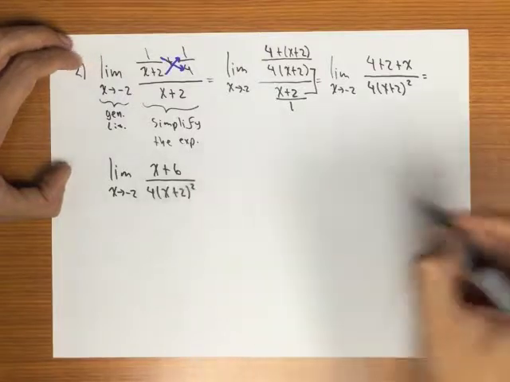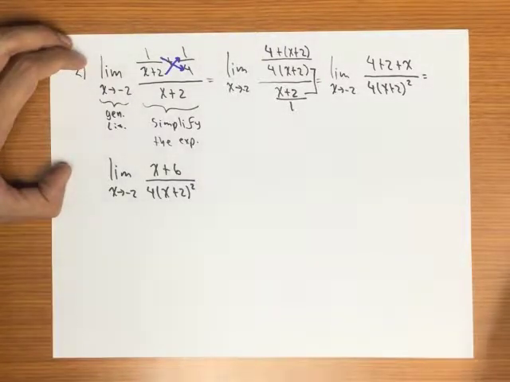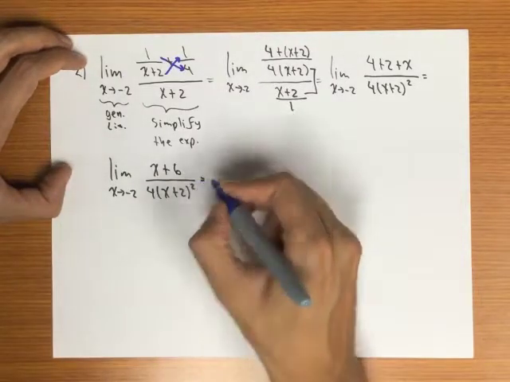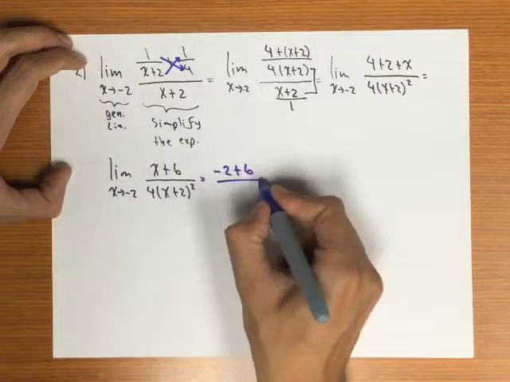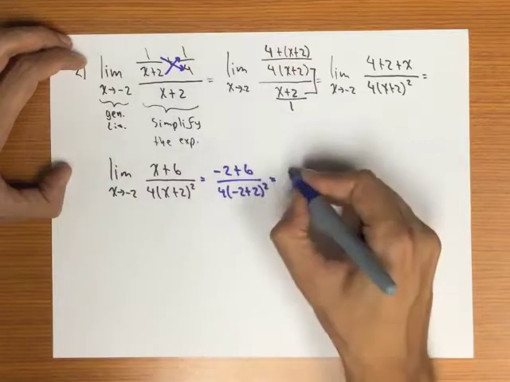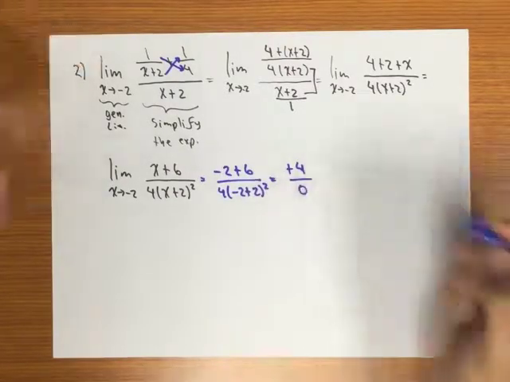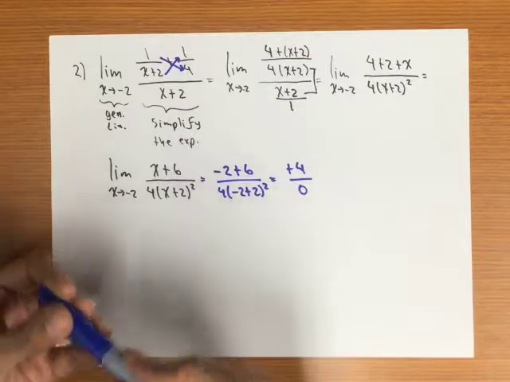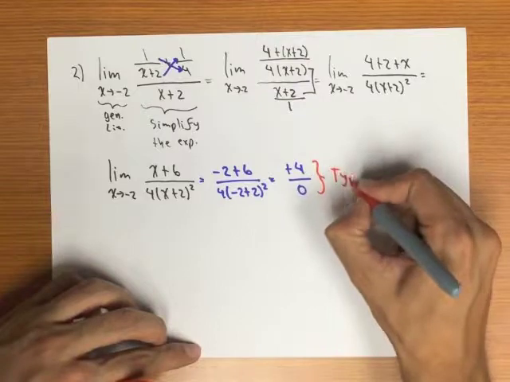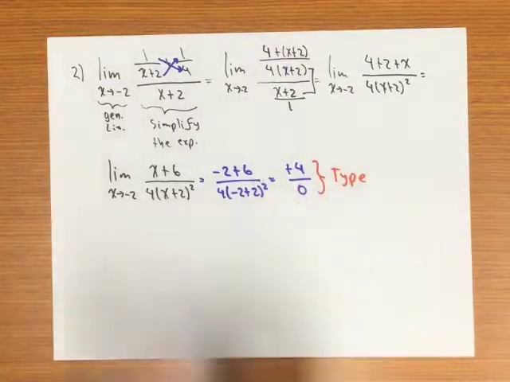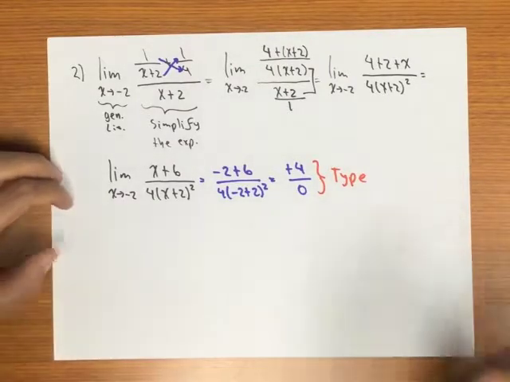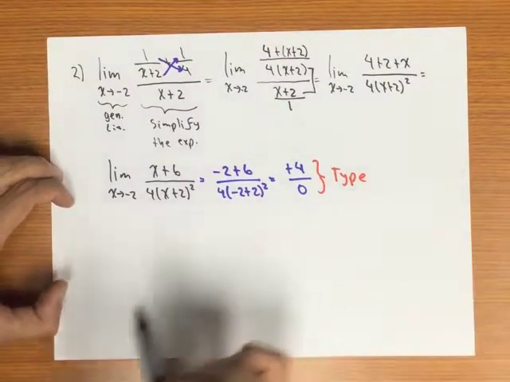Okay, now you can use the same evaluations as we have done in the last exercise. So this will be equal to -2 plus 6 over 4 times (-2 plus 2) squared, and you will have a positive 4 over 0. And this is the type for the limit. As you can see, the type is of the form a over 0. Because the type is in the form a number over 0, you have to use the evaluations and the rules that we have seen on the last exercise.